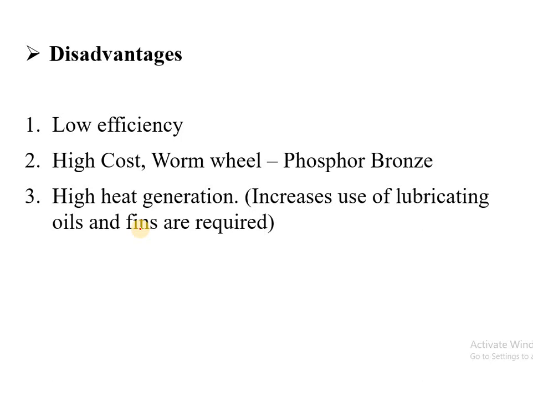Fins are nothing but extra solid parts added on the surface of the casing of the gearbox in order to transmit heat from the gearbox to the surroundings. So the extra use of lubricating oil and the fins increases the cost of the gearbox. Another disadvantage is low power transmitting capacity. This worm gear drive can transmit power up to 100 kilowatts, whereas other gear drives can transmit power up to higher ranges. The applications of worm gear drives are crane, hoist and lift, where the self-locking property and high reduction ratio are needed.